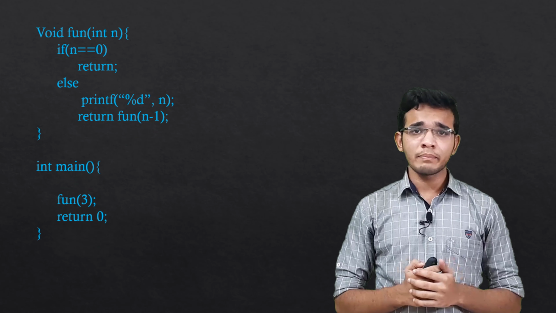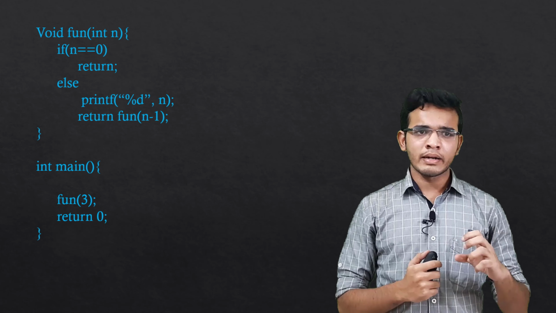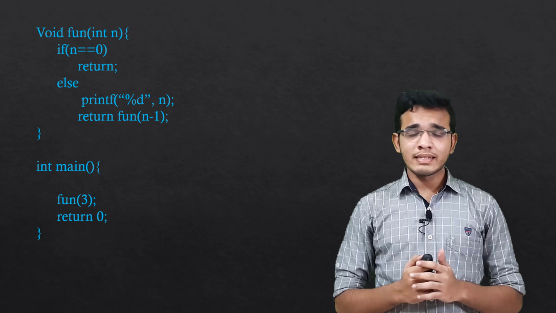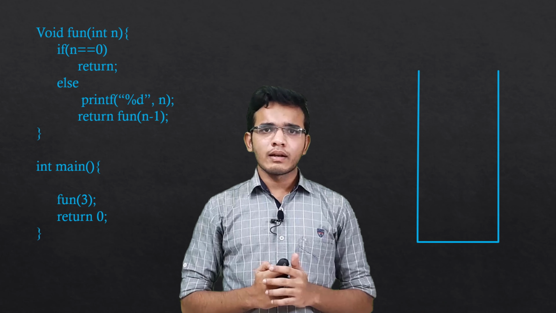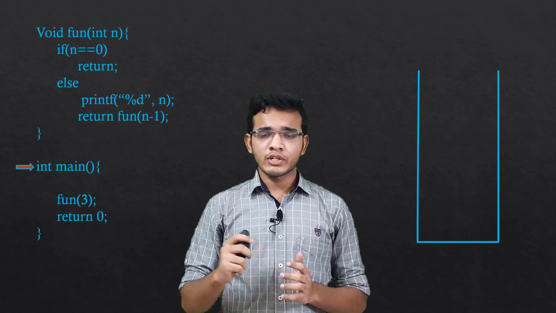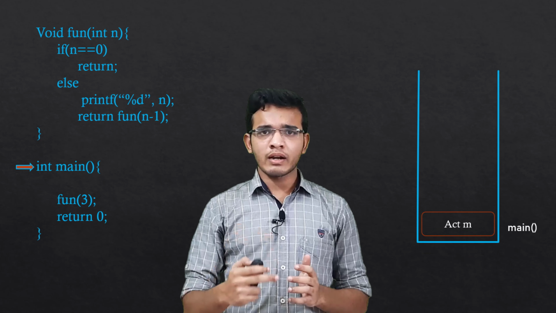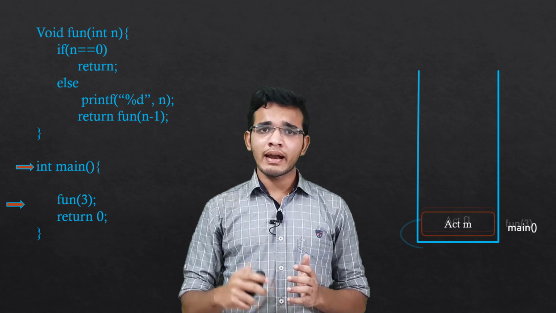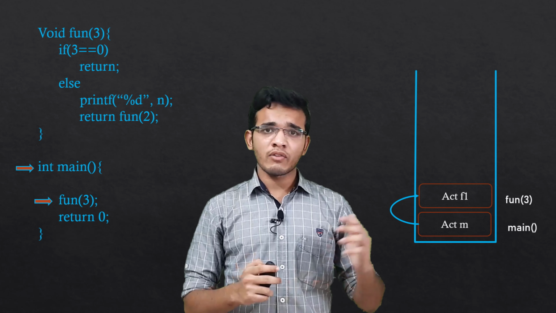And we understand tail recursion here with an example program. Let's consider this program. It has a main, it has another function called fun. Let's analyze this program using a stack to understand its working. We have considered a stack, and the activation record of main gets pushed onto the stack. As function fun of 3 is called here, the activation record of fun of 3 gets pushed onto the stack.